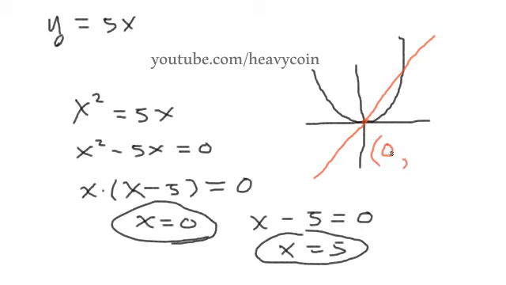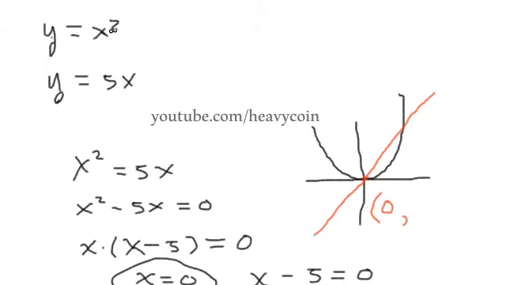So the x is 0, and to figure out what y is, we go into either one of these equations. It doesn't matter which one we use. You can use this equation or this one here. To find out what y is, you would just plug 0 in. So 5 times 0, and then of course we get 0 out. So that's one of our ordered pairs.